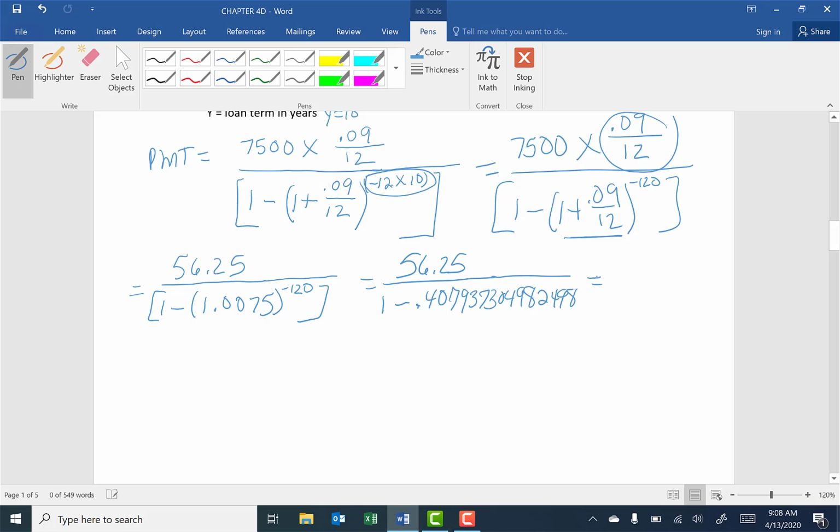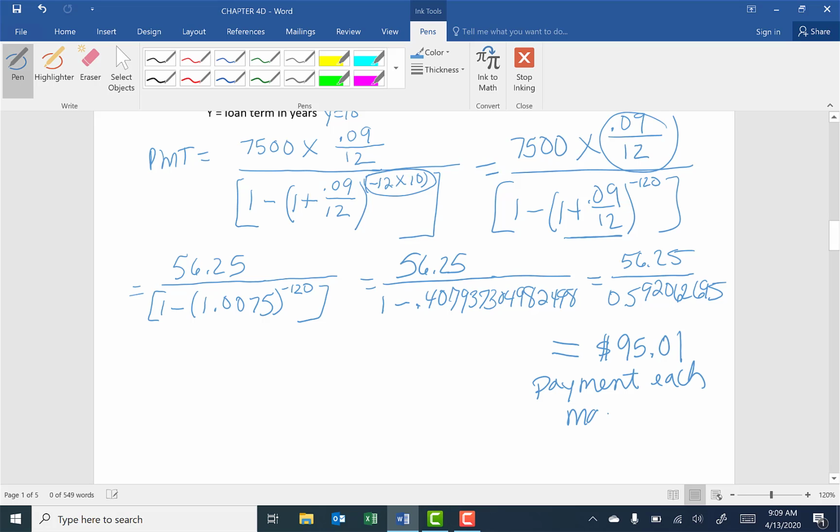Which is going to equal 56.25 over 0.59206 2695, etc. Excuse me, which will equal $95.01. This is your, I'm sorry, payment each month. So for your student loans, you're going to pay the bank each month $95.01.